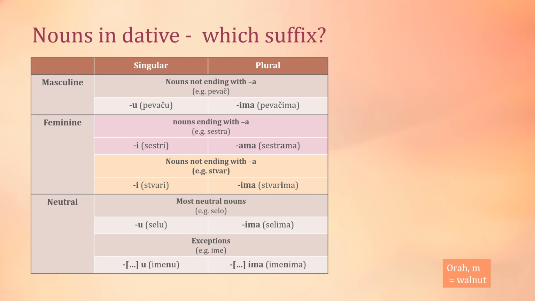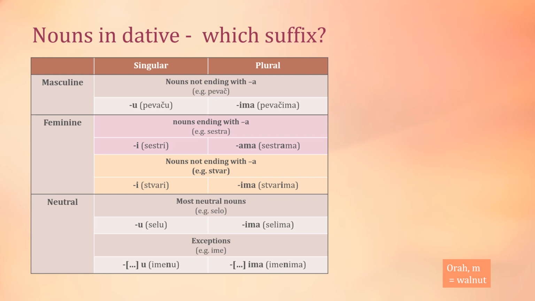So this depends on the gender of the noun. For the majority of masculine nouns, that's nouns that don't end with an A, like pevač, singer, you add u, pevaču, to the singer. Or in plural, pevačima, you add ima. For feminine nouns, you have a large group of nouns that do end with A, like sestra, sister. They get the suffix I, sestri. Or in plural, sestrama. And nouns that don't end with A get twisted a little bit. It's still I in singular, but it's ima in plural, like stvar, a thing, stvari, singular, and stvarima, plural.